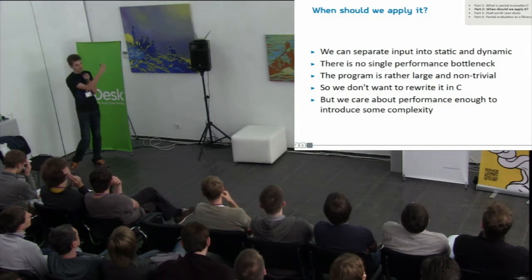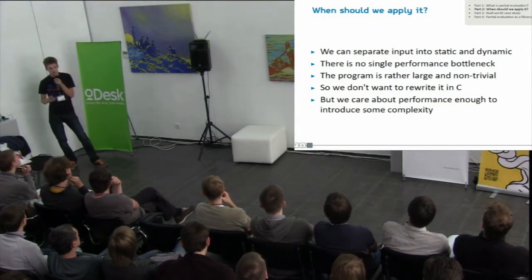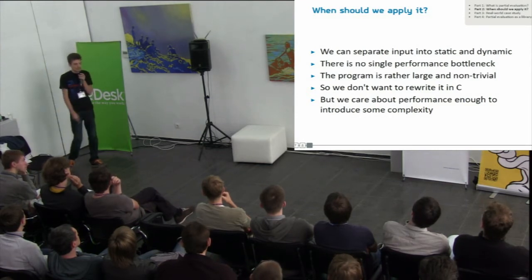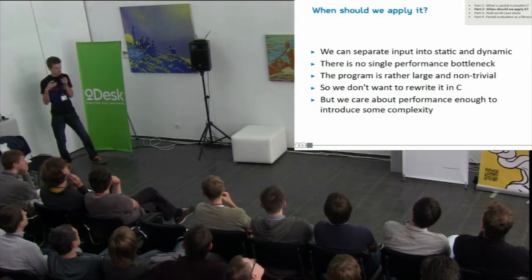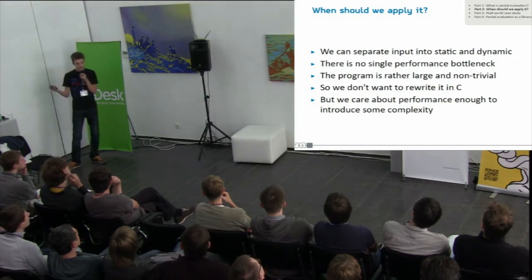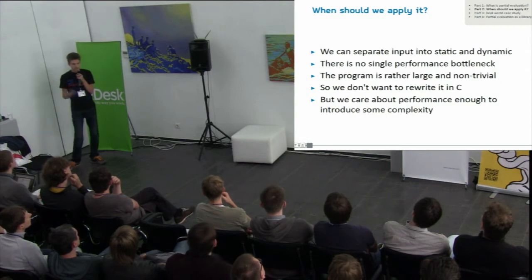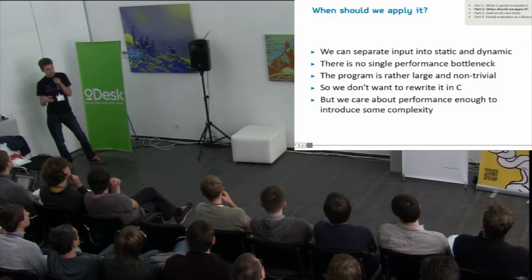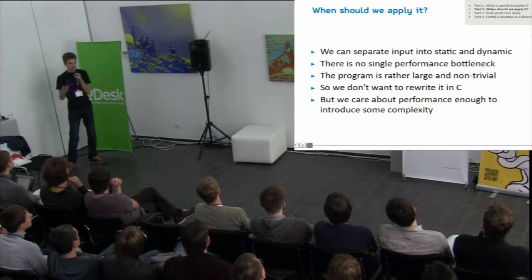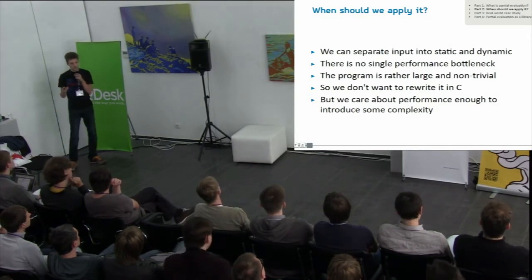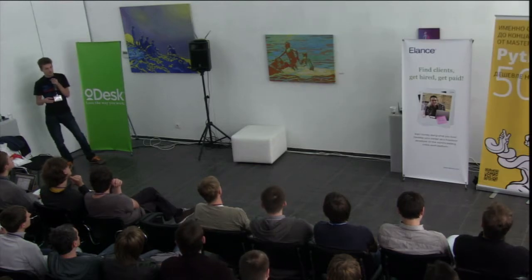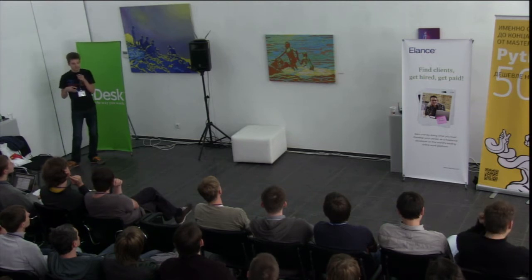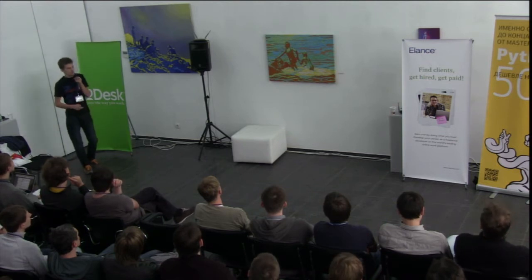If the algorithm were as trivial as this power function, we wouldn't be writing Python. We would be writing in C or Assembler or some other low-level language. If we write in Python, it means that our algorithm is rather complex. We cannot just easily rewrite it in C. And to apply specialization, we must also care about performance a lot. It must be important for us so we can introduce this complexity. And also, not all problems can lead to specialized solutions.